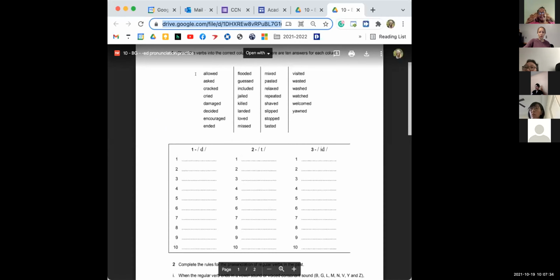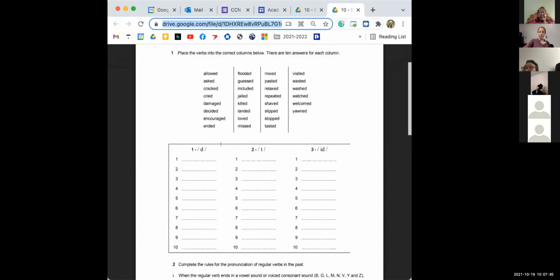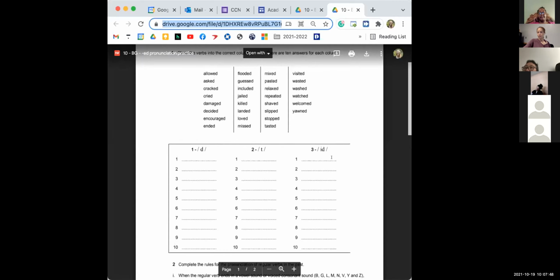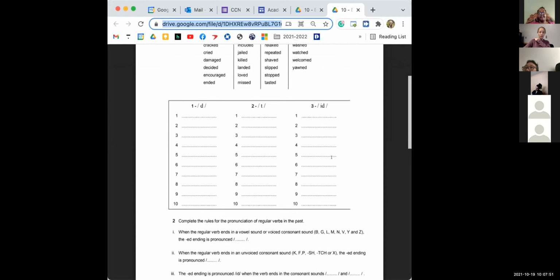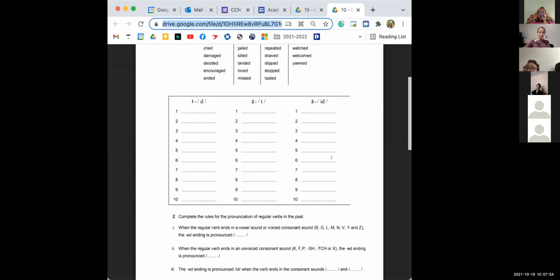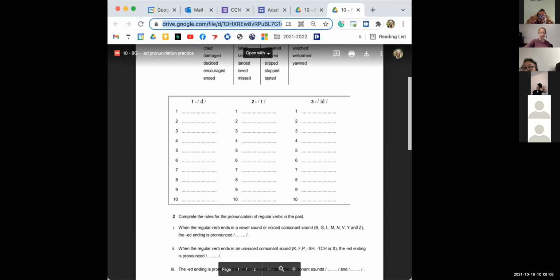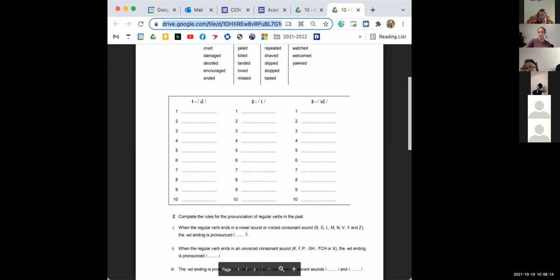Here, there's a list of words with those ED endings. You can practice reading the word and deciding what the final sound is: D, T, or id. There's a little bit of a hint at the bottom of the page. The regular verb endings in a vowel sound or a voiced consonant sound, B, G, L, M, N, V, Y, and Z, those voiced consonants will all have the same ending.